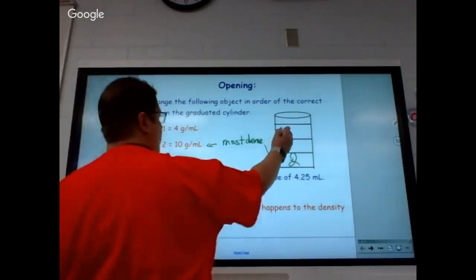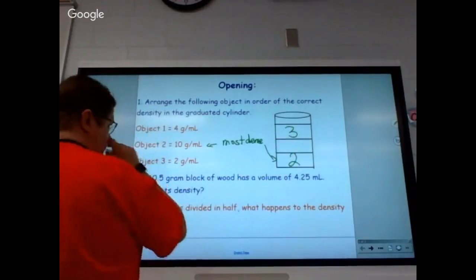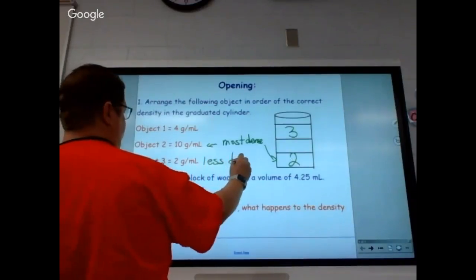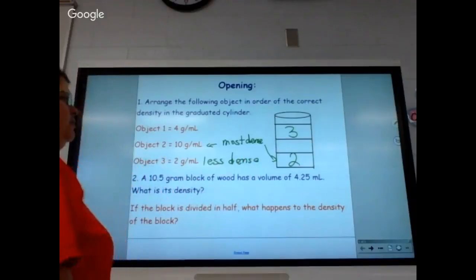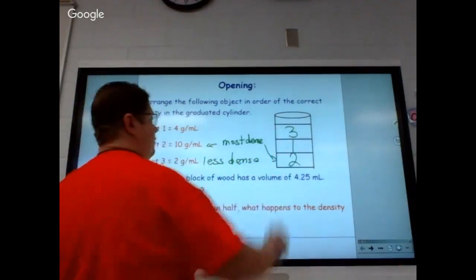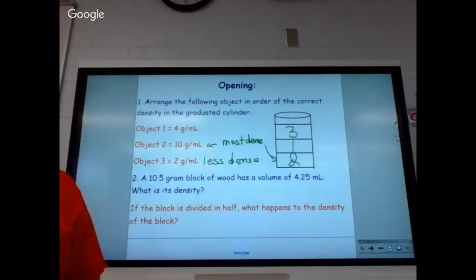3 would go to the top. Why is object 3 going to the top? Object 3 went to the top because it's less dense. Everybody remember that? Okay, so that means who's going to be in the middle? Object 1. Everybody okay with those concepts? Yes. Okay, so number 2.